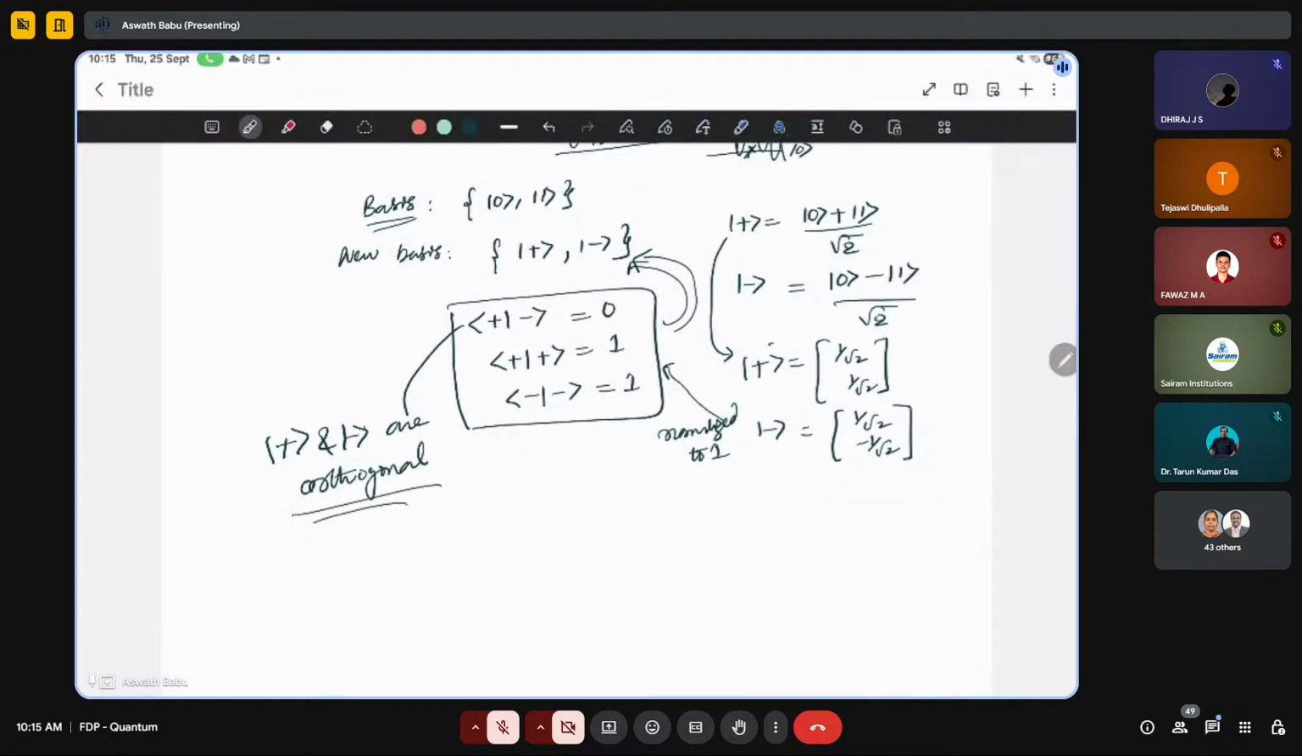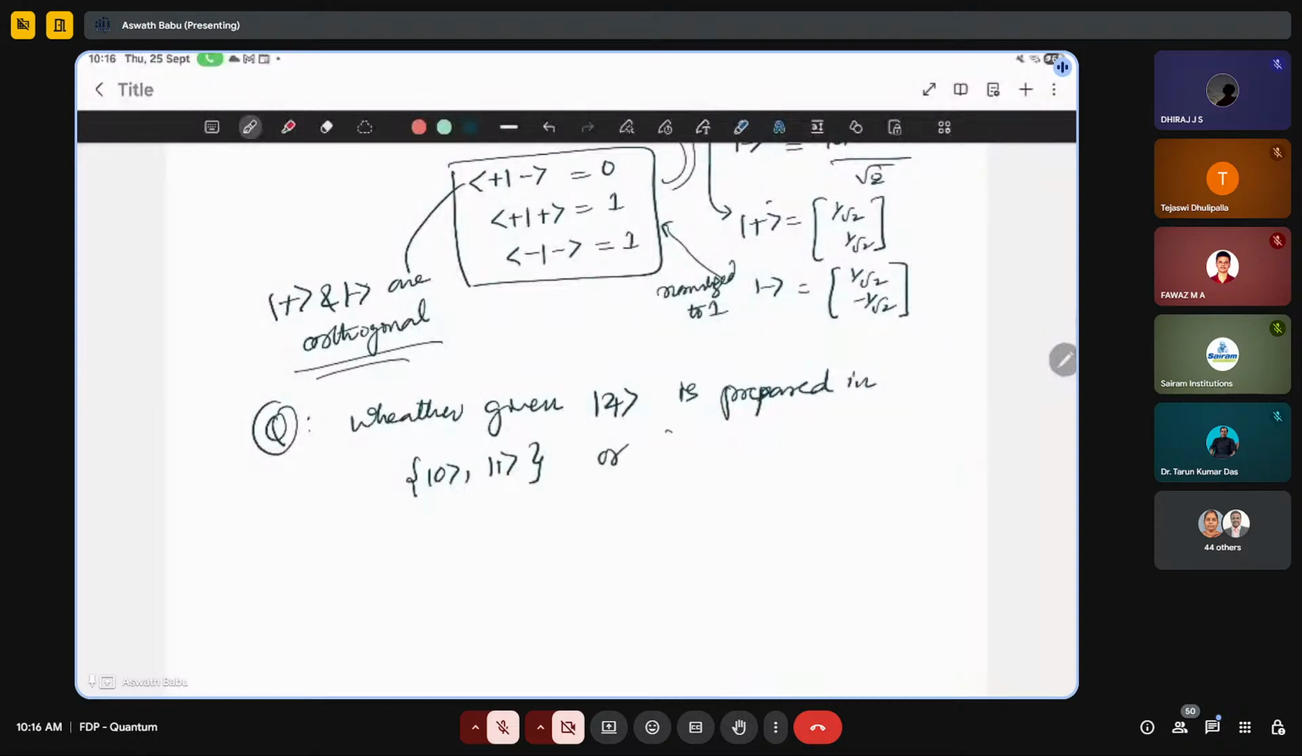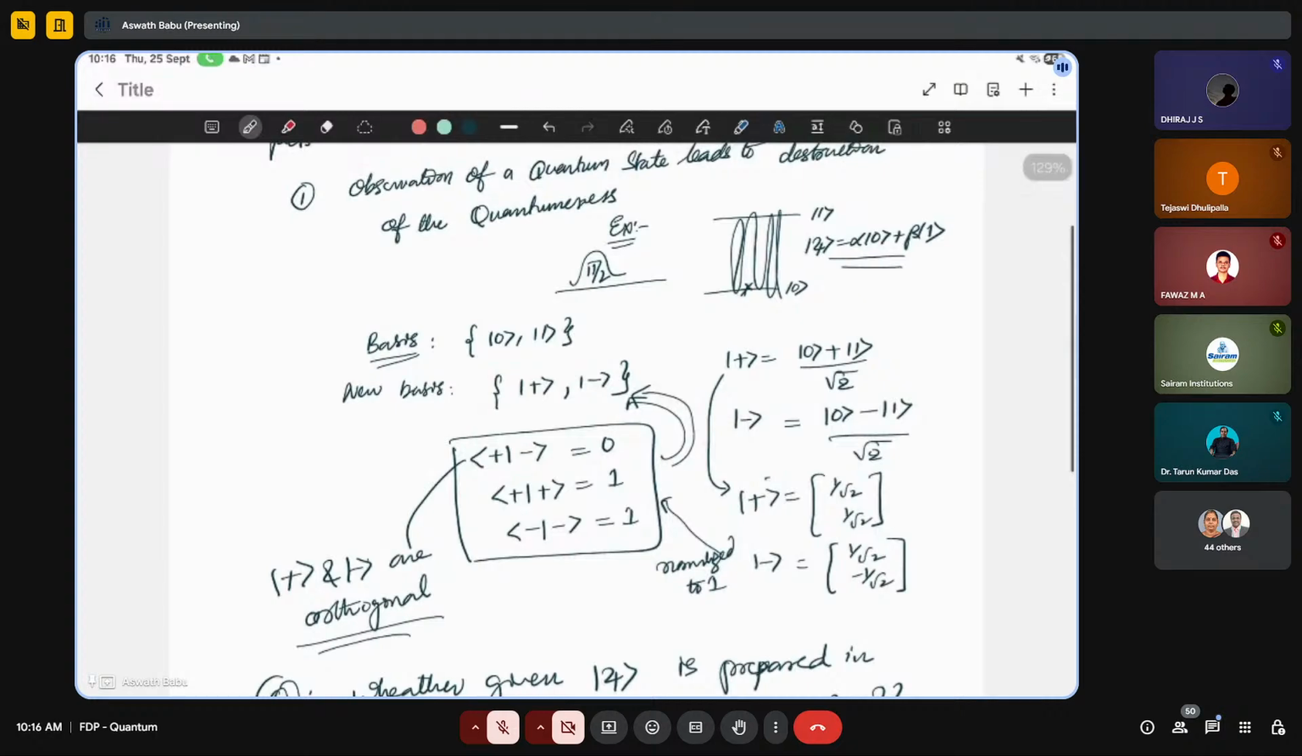Okay, so now the question is whether a given quantum state is prepared in 0 ket or 1 ket or plus ket or minus ket, we have to find. Okay, for that you have to make an observation on the system. We have to see whether the system is made up of 0 and 1.